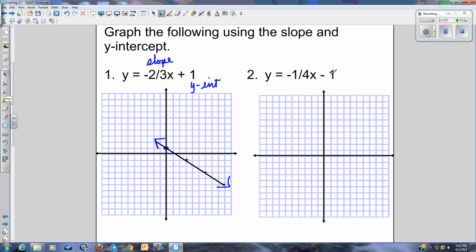Let's do the next one. We have y equals negative 1/4 x minus 1. Your slope is negative 1/4, and your y-intercept is negative 1. Always start with your y-intercept. So we're going to start with negative 1, and our slope is negative 1/4. So we're going to move down 1 from that point and right 4. And we'll keep doing that, down 1 and right 4. And now we can just connect the points.